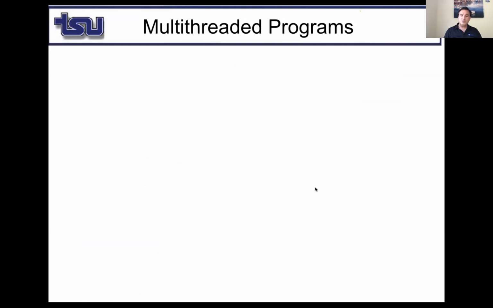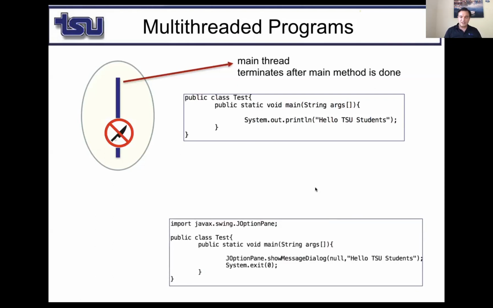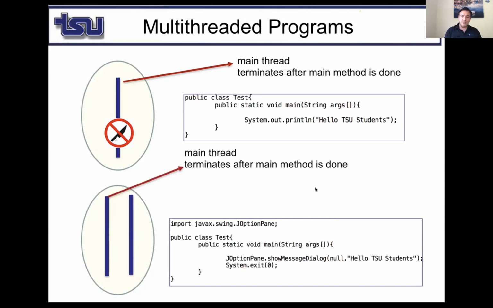So, but if you do the same thing here, if we add system.exit, even though we have two threads, main thread and GUI thread, even though main thread will terminate when the main method is done, whenever Java sees the system.exit, it kills all the threads, whether GUI or not. So your program will terminate immediately.